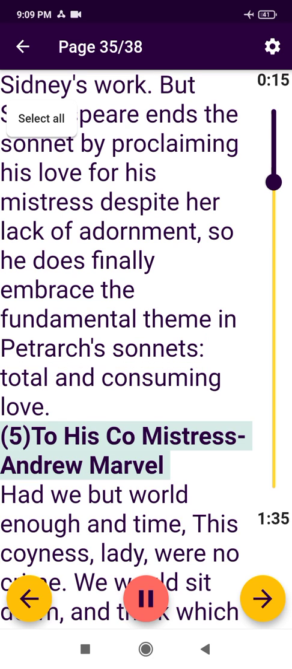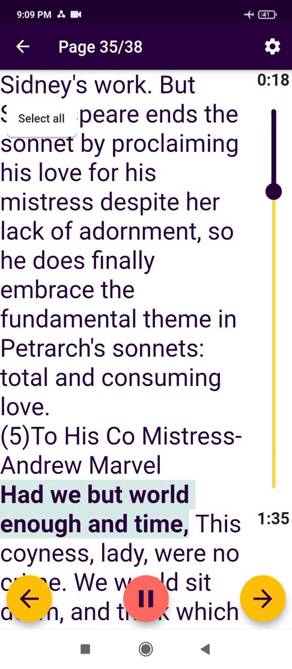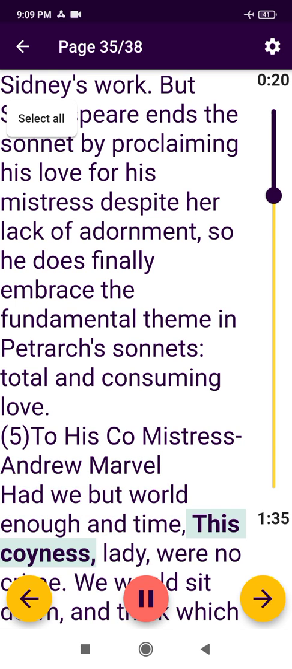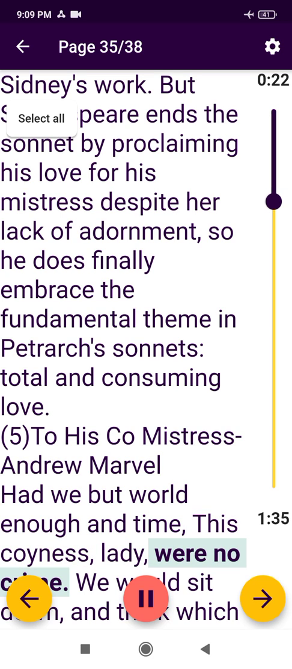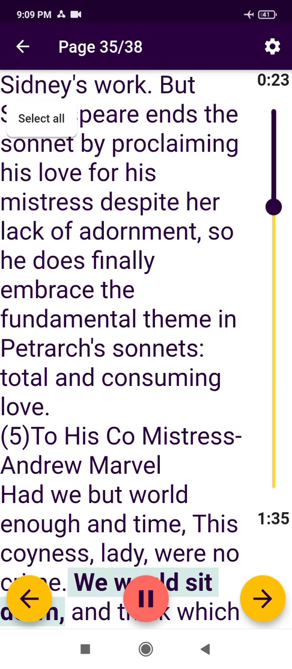To His Coy Mistress, Andrew Marvell. Had we but world enough, and time, this coyness, lady, were no crime. We would sit down, and think which way to walk, and pass our long love's day. Thou by the Indian Ganges' side shouldst rubies find, I by the tide of Humber would complain. I would love you ten years before the flood, and you should, if you please, refuse till the conversion of the Jews. My vegetable love should grow faster than empires, and more slow.